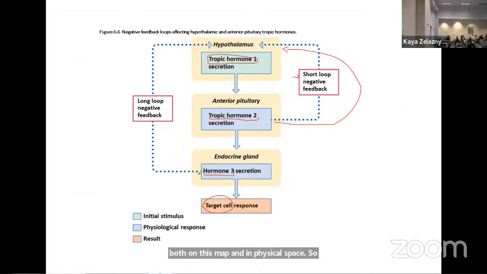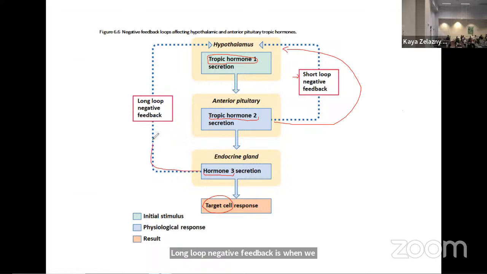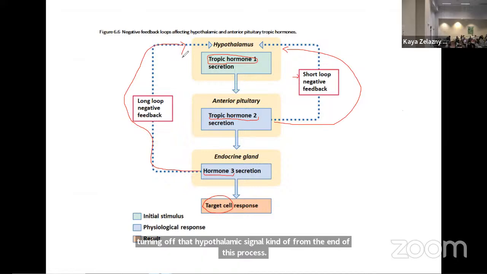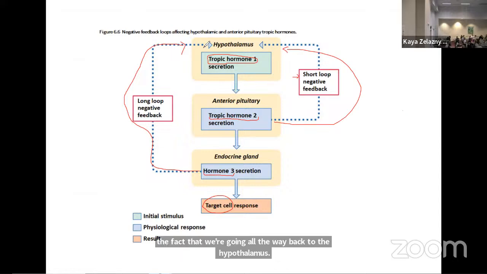Long loop negative feedback is when we have our hormone coming further down in the chain, looping all the way back up to the hypothalamus and turning off that hypothalamic signal from the end of this process. It would take longer in physical space, but we can also see on our little flow chart that we're skipping this intermediary step. We're going all the way back to the hypothalamus. So that's our long loop negative feedback.